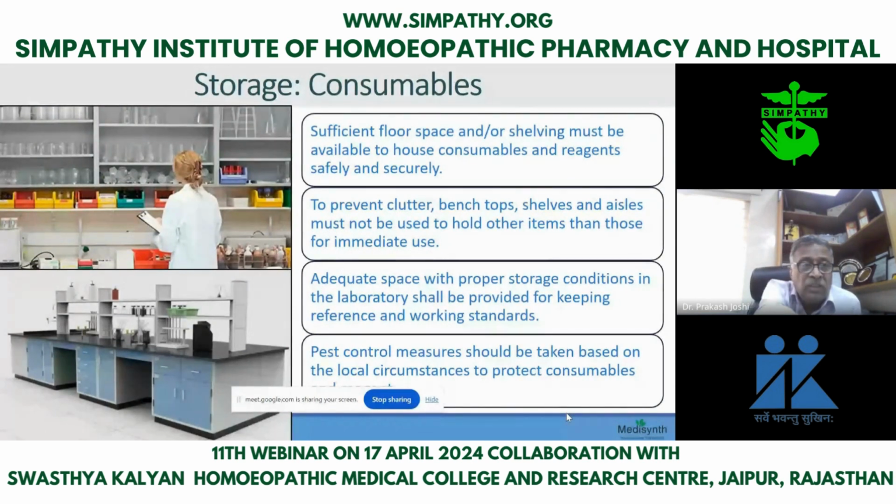Next, the consumables. Sufficient floor space and shelving must be available to house consumables and reagents. As you can see, these are the shelves where we have some glassware, some chemicals, and other things. And secondly, it is very important that glassware and especially corrosive chemicals should not be kept on a high shelf, because if it falls, it will cause a problem. So acids are kept at the top of your table nearby, and then we have a list of hazardous chemicals also.